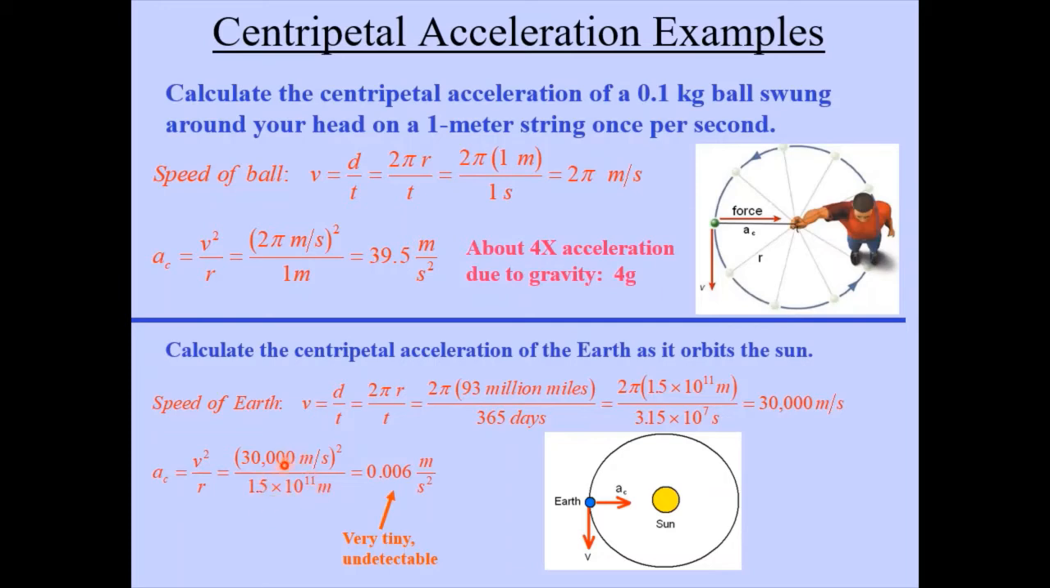So when you actually do this on your calculator, look at the number we come up with for the acceleration: 0.006 meters per second squared. This is an extremely tiny, basically undetectable acceleration. And this is why we don't feel the motion of the Earth as it zooms around the sun. The acceleration is so small that it is undetectable by us.